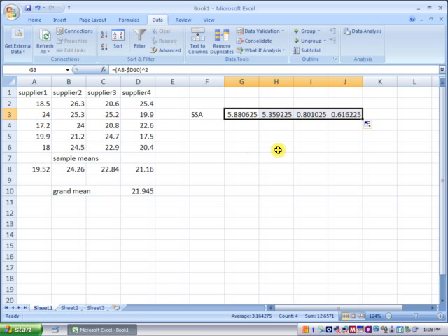Check them to be sure that it seems reasonable. It's the difference between 21.16 and 21.94 squared, about that. Yeah, just make sure you don't get something crazy.